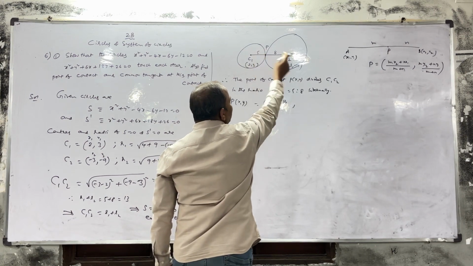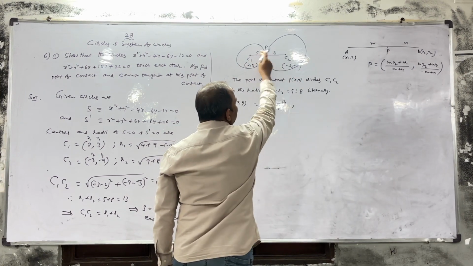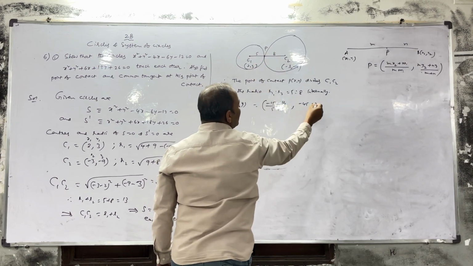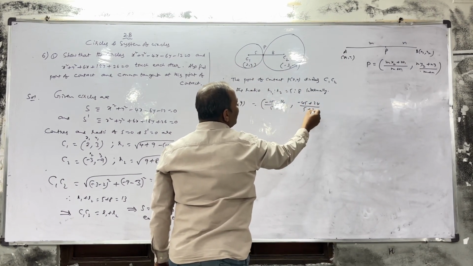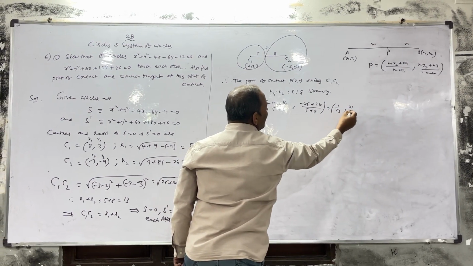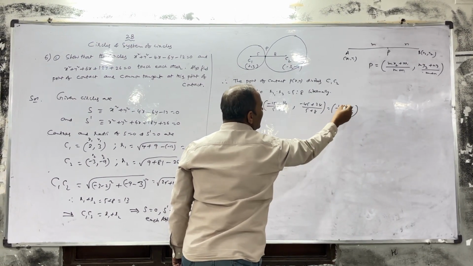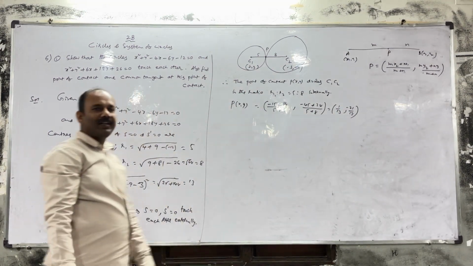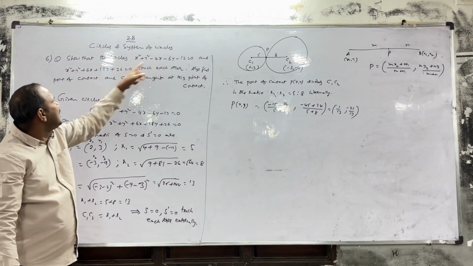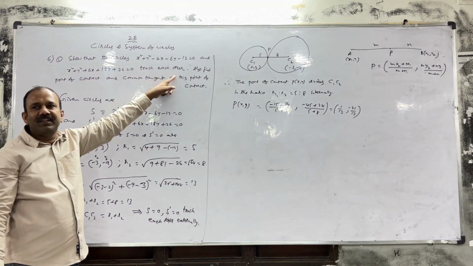Similarly, the y coordinate is (5 into minus 9 minus 45 plus 8 into 3) is 24, divided by 5 plus 8. So this is 1 by 13 and 21 by 13, minus 21 by 13. This is the point P. So see the problem: show that these two circles touch each other.